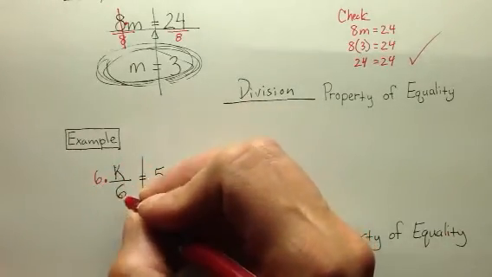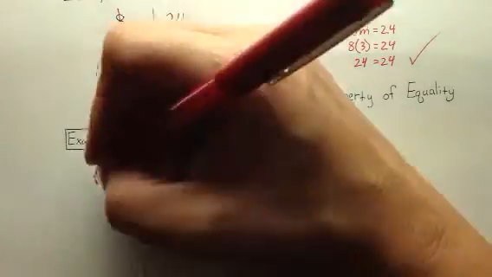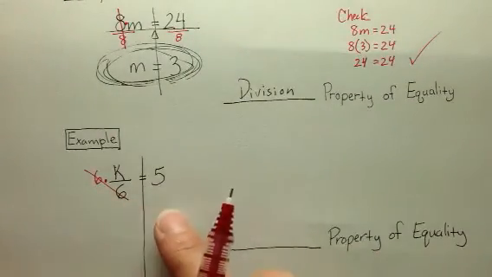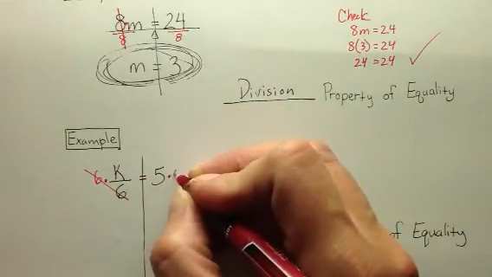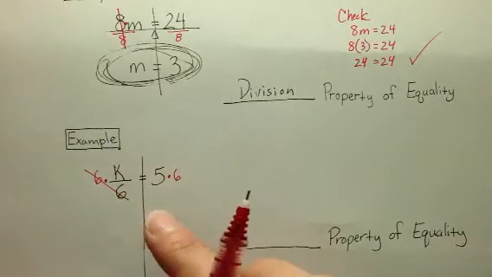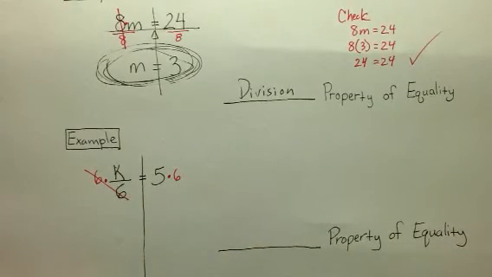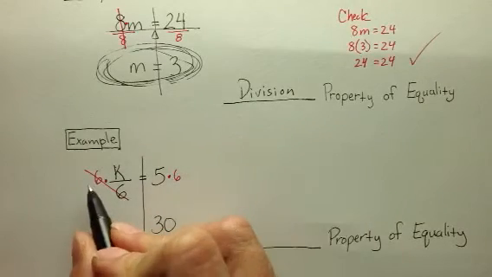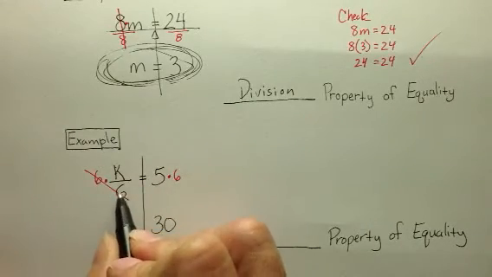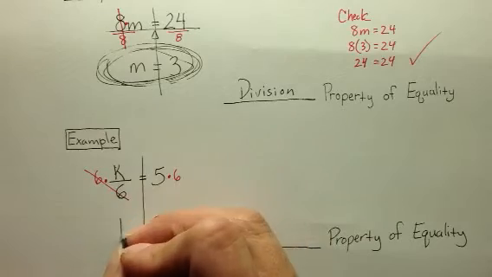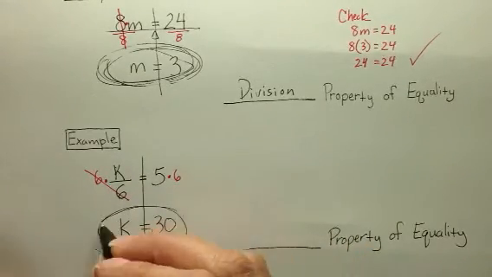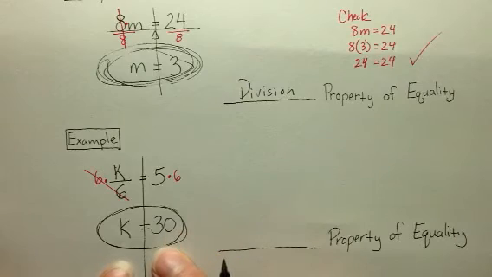So if I do 6 divided by 6, that gives me 1. I got to keep my scale balanced, so I'm going to multiply this side by 6, always the same to both sides. And 5 times 6 is 30. So over here, 6 divided by 6 is 1. 1 times k, your identity property says that's just k. K equals 30.